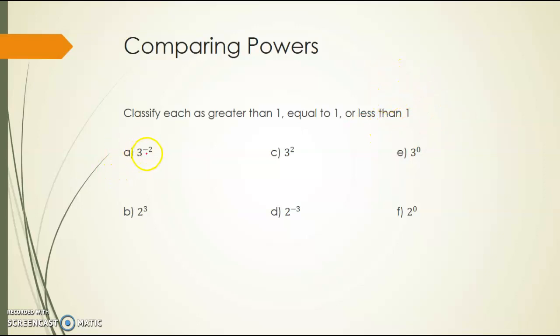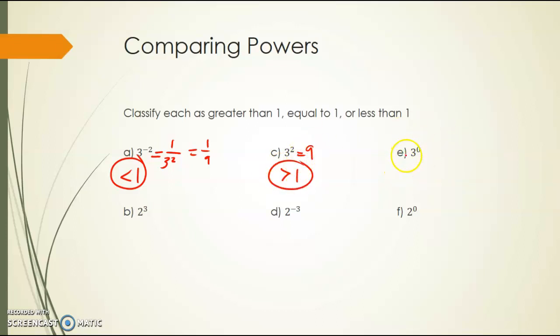So when I look at this 3 to the negative 2, I know that by my exponent rules this becomes 1 over 3 squared. And because it is now a fraction with the numerator less than the denominator, I know that example A is going to be less than 1. And I know that because this becomes 1/9, which is less than 1. Here I have 3 squared, which is 9. So that means that C is greater than 1.